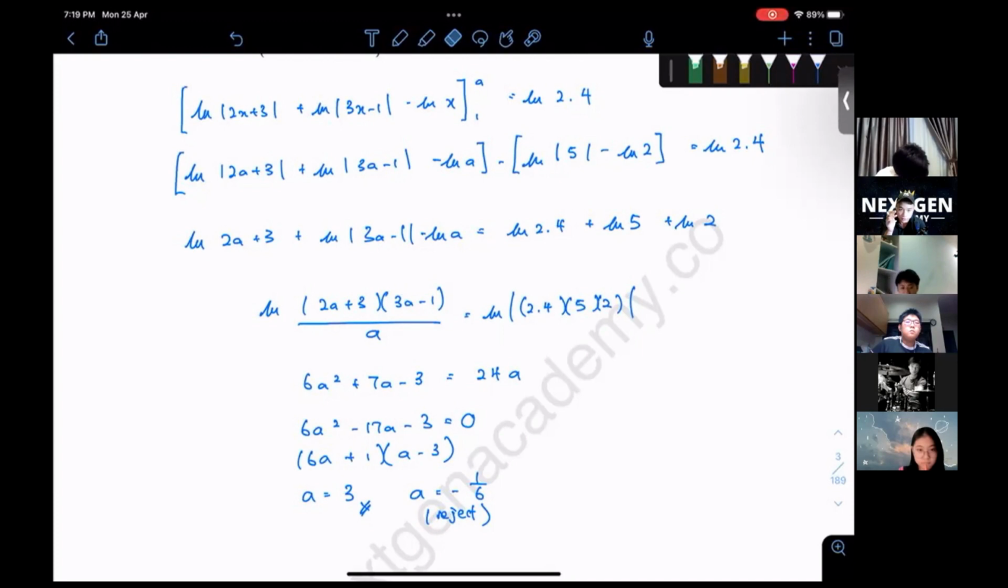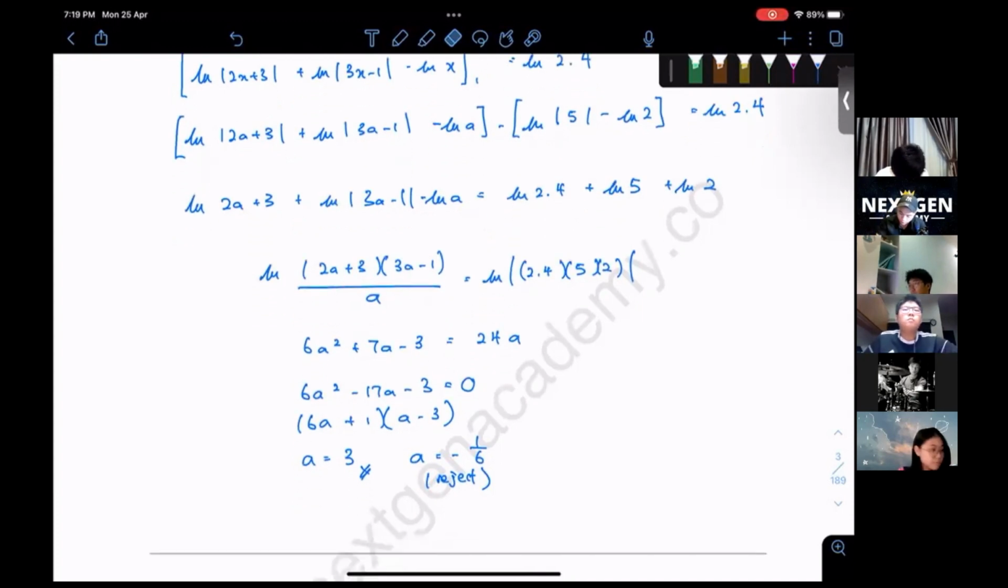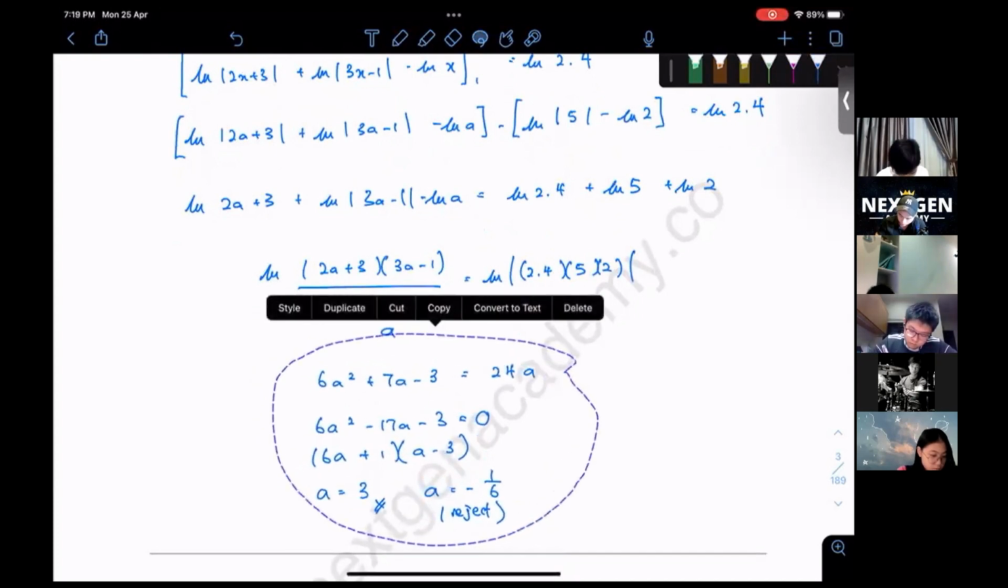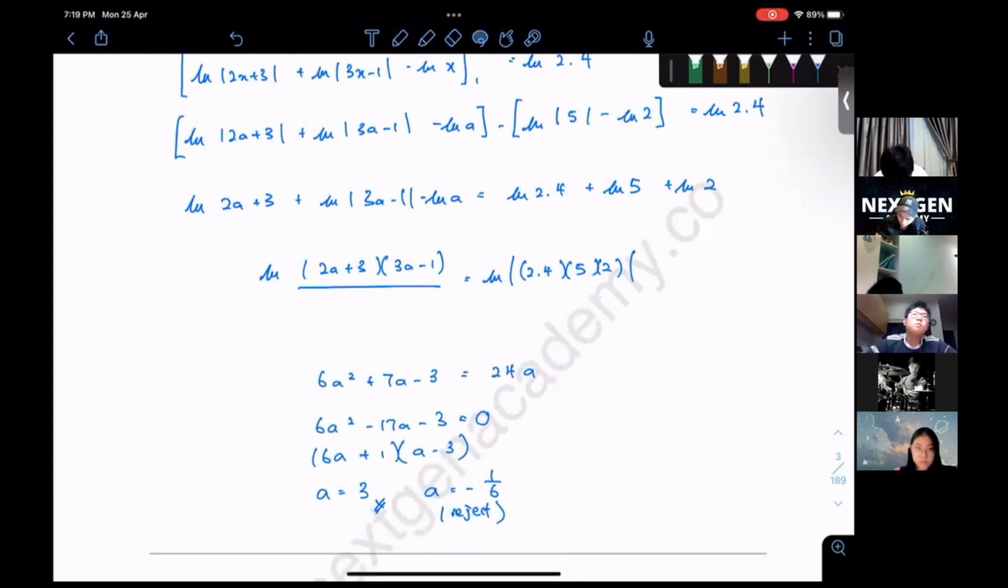So like small things, maybe what you can add in here. It's not necessary, but I think it's just for precaution. So this one, just make sure you write your ln 24. Then after that, this one, go and cross multiply it. Not necessary, but make sure you know what you're doing.